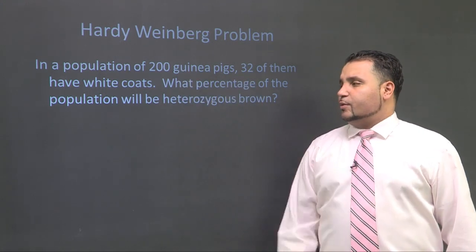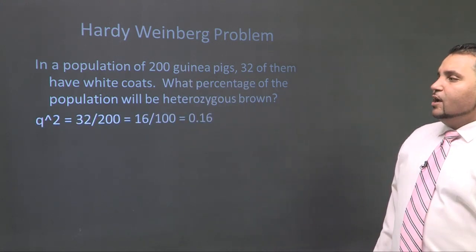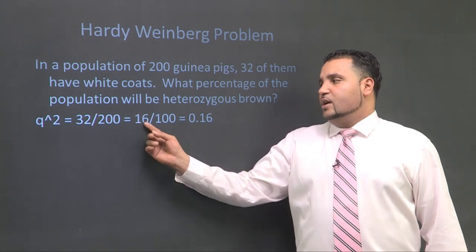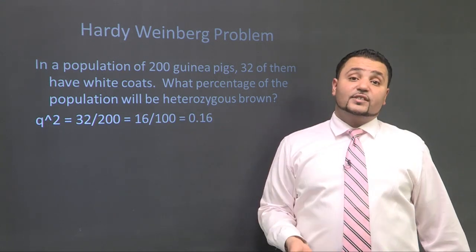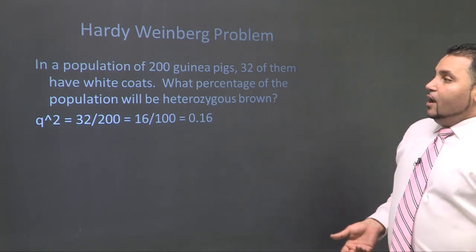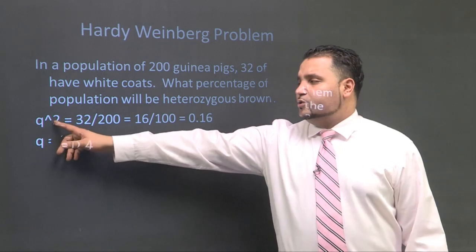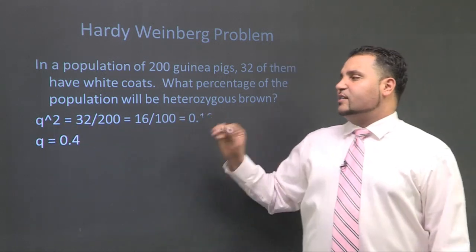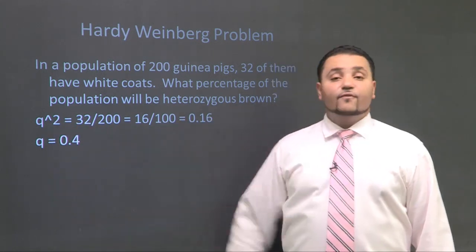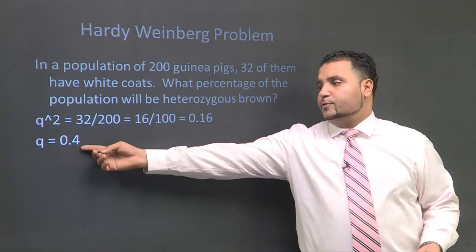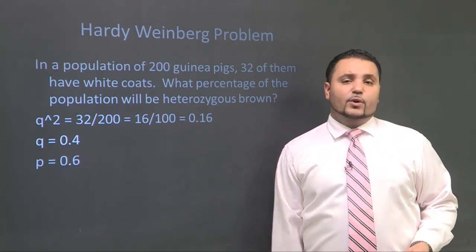Then the first thing I want to do is take 32 divided by 200, which is 16 over 100, or 0.16, 16%. At the same time, okay, all I have to do now is, if I have the Q squared as 0.16, I just have to take the square root of that, and then I'll get 0.4. Knowing that P plus Q is equal to 1, if Q is 0.4, then P must be 0.6.